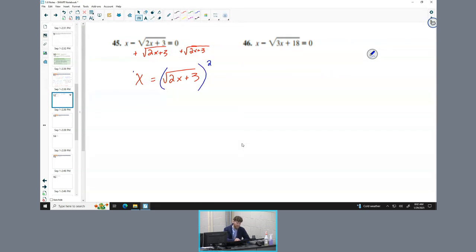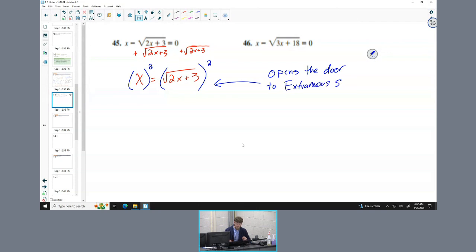So I got to square both sides. That's the opposite of a square root. Now, remember we talked about this. If you square both sides, then that opens the door to extraneous solutions. So anytime you raise both sides to an even power, in this case it's 2, but if I raised it to the 4th power, or the 6th power, or the 8th power, or any even power, it opens the door to extraneous solutions.